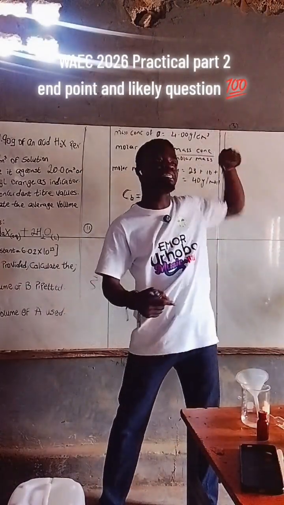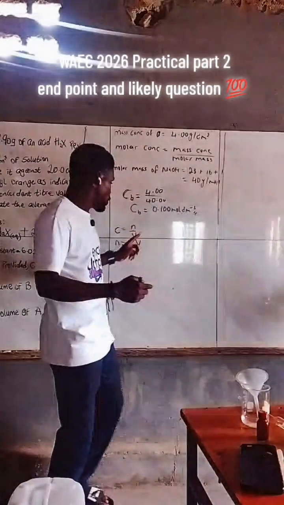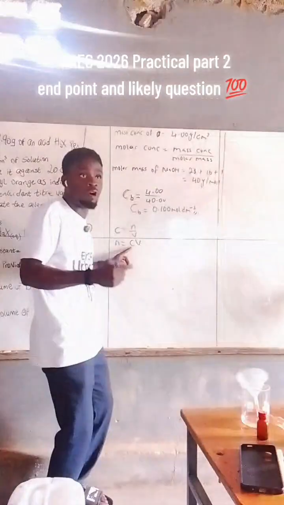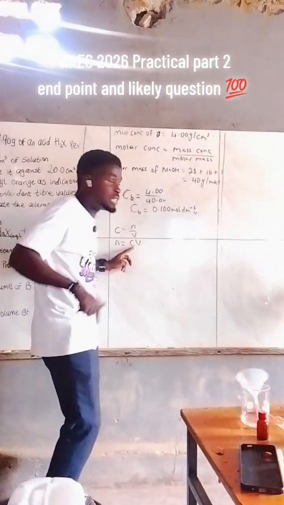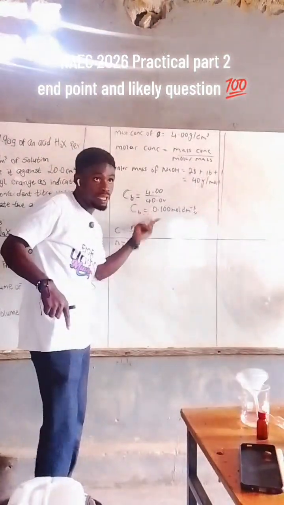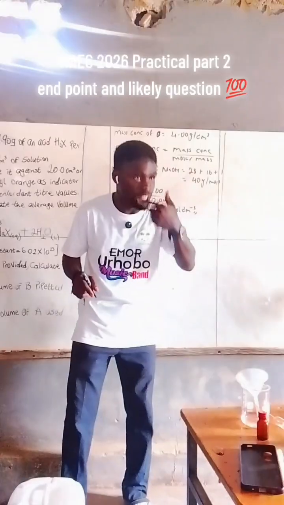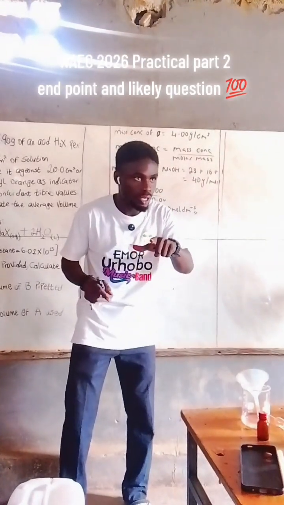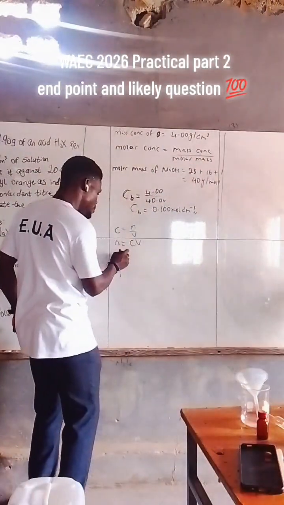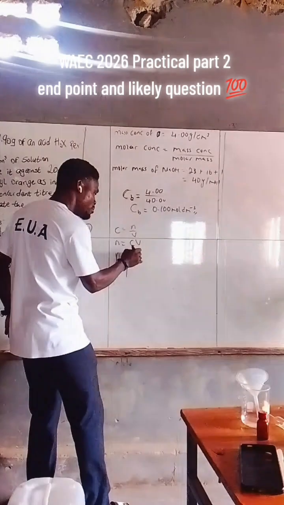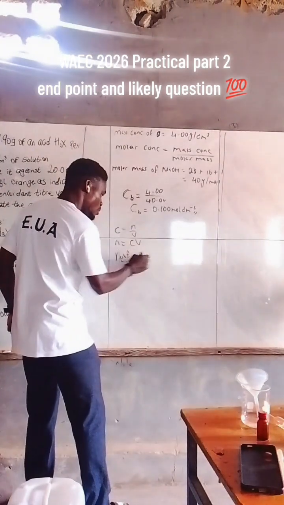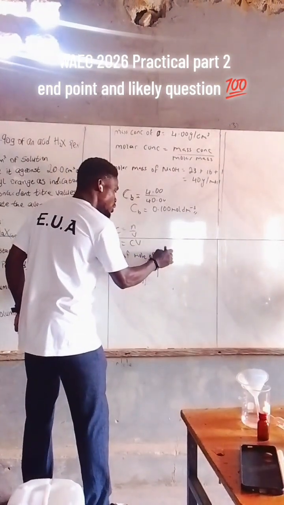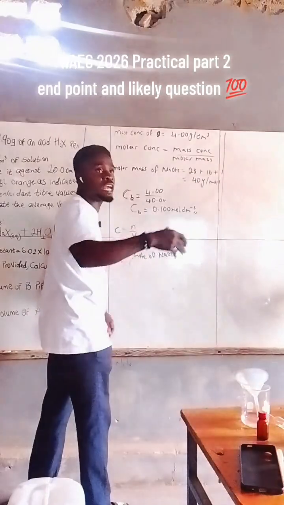Now it is asked to find the number of moles of sodium hydroxide in the volume of B pipetted. That means I need the molar concentration of B, which I've already found. And the volume of B pipetted is 25. Are we good? So that will be the number of moles of NaOH in 25 cm cube.